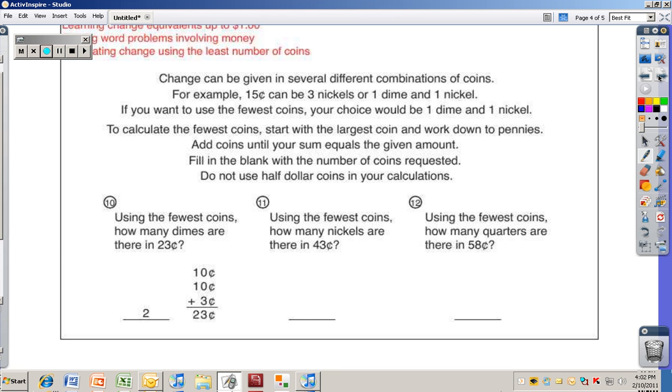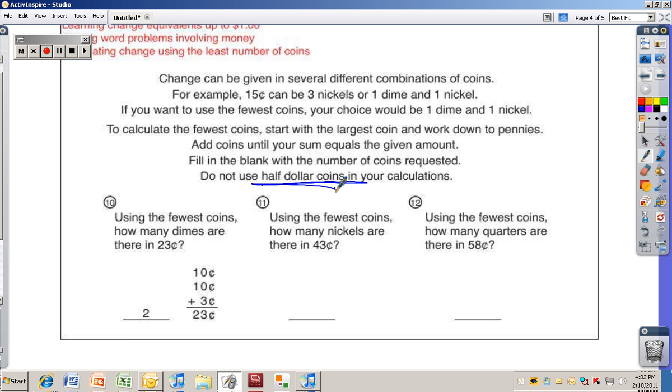To calculate the fewest coins, start with the largest coin and work down to pennies. Add coins until your sum equals the given amount. Fill in the blank with the number of coins requested. Do not use half-dollar coins in your calculations. Remember that, only up to quarters.